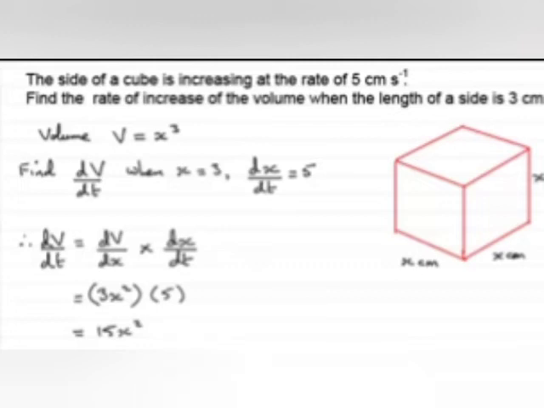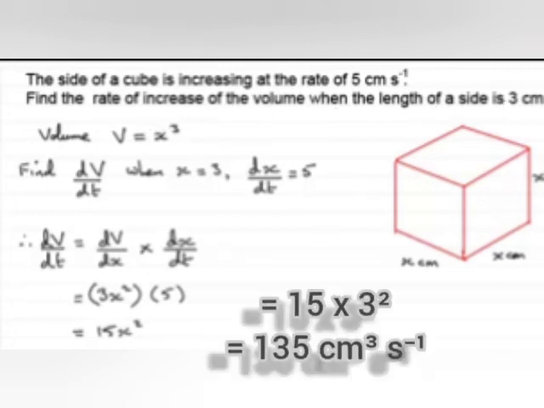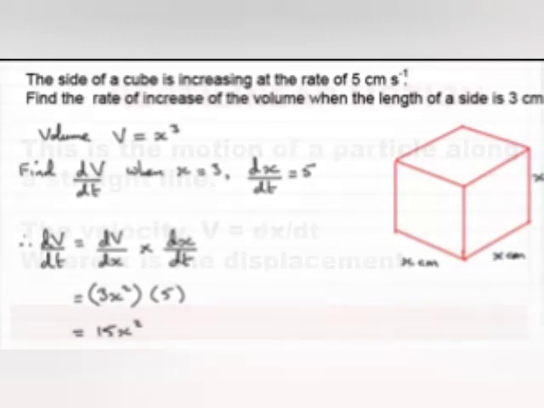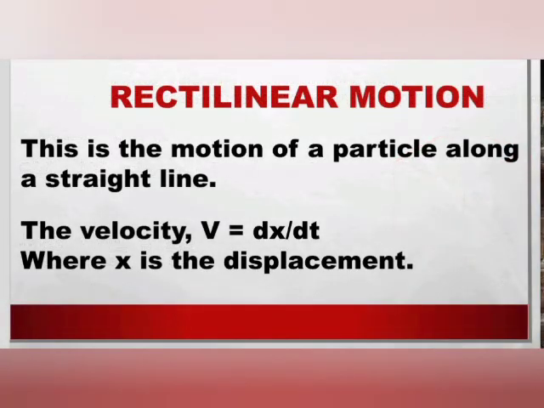So we're going to be putting our 3 in 15x squared. And if I put that, it will be 15 times 3 squared, which is 15 times 9. So our answer is expected to be 135 centimeter cube per second, because we are dealing with volume and not squared. That will be our unit, because we are dealing with dv/dt. So our answer is showing on the screen right now, which is 15 times 3 squared, which is 135. Good.